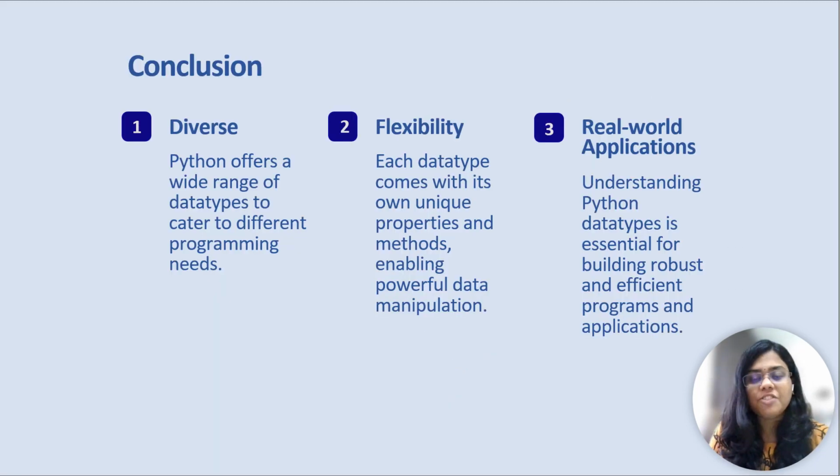In conclusion, we see that Python is diverse, it is flexible, and is very useful for real-world applications. Diverse in the sense Python offers all these different kinds of data types that can be used to cater to different programming needs. And then it is very flexible. Python is a very flexible language that is unique, has its own properties, and it enables powerful data manipulation. It is also used in real world applications where you understand Python data types for building robust programs and applications that are used in the real world.